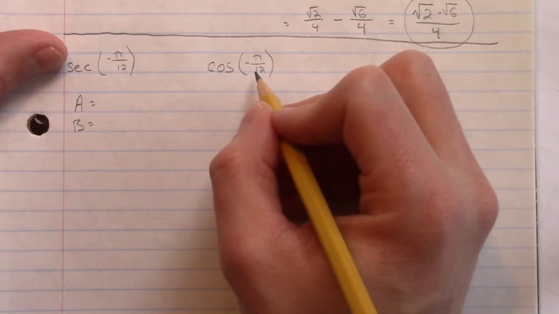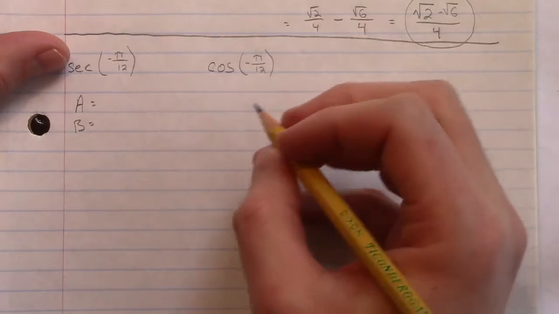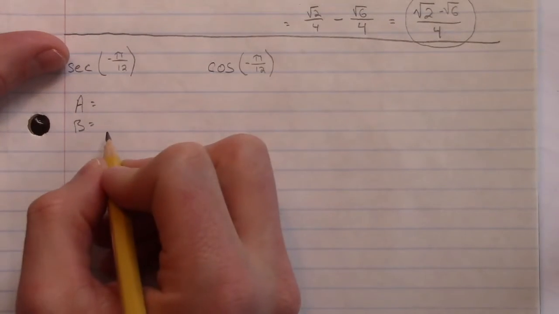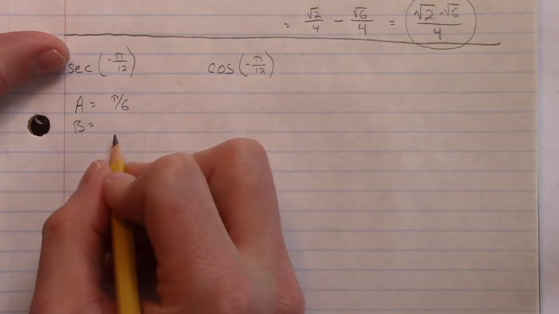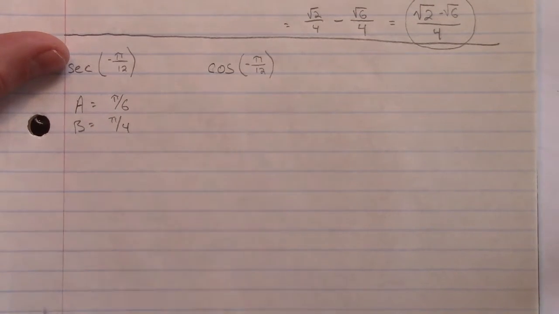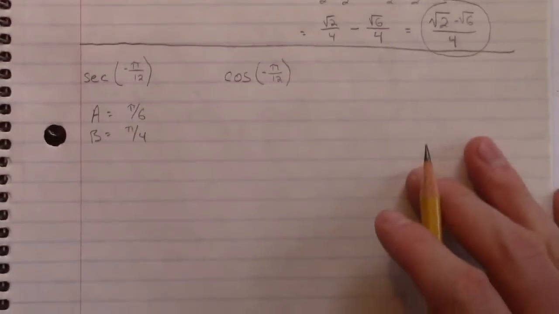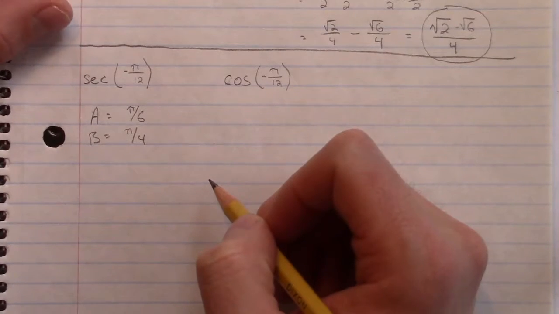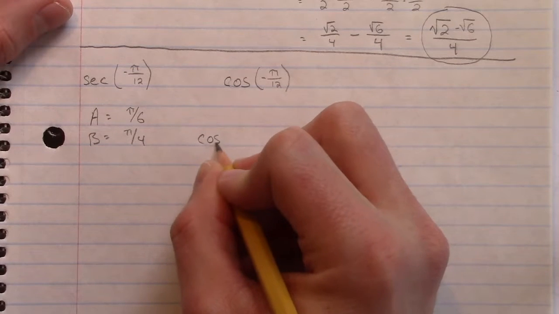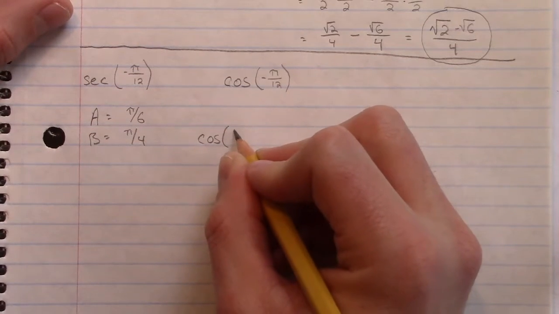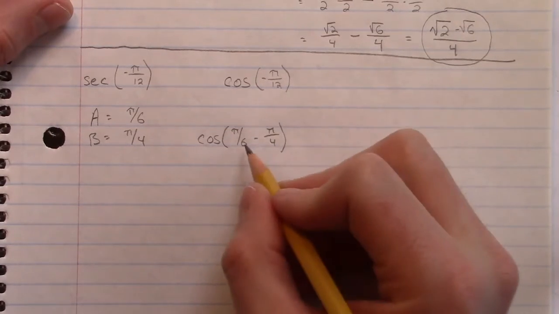So I'm going to need to subtract some angles to get to negative pi over 12. It turns out that the alpha and beta for that is going to be pi over 6 minus pi over 4. And you can verify that using the same method that we did earlier on, right here. So take pi over 6, subtract pi over 4, you'll get negative pi over 12. All right? So now I'm going to do cosine of pi over 6 minus pi over 4, which equals that.